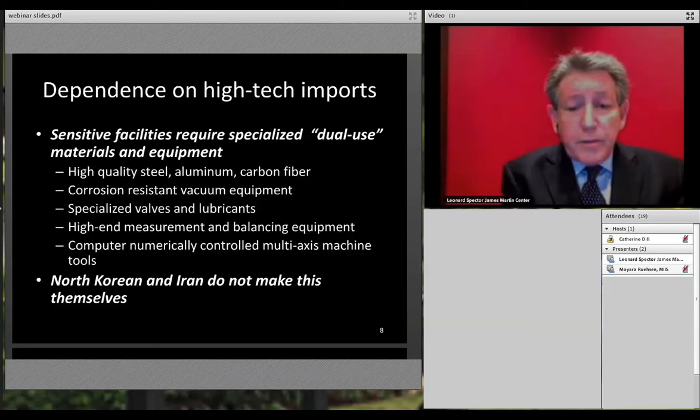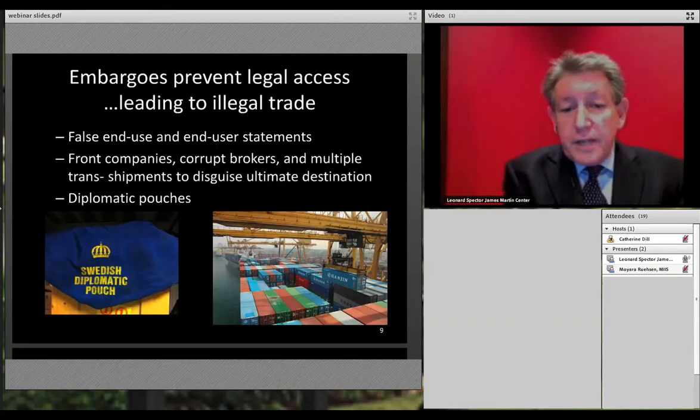The vacuum pumps and equipment are also needed to move the uranium through the facility, and they must be specially designed to be corrosion resistant and to sustain stable pressures within the system. Parts must be made to exacting specifications, necessitating the use of multi-axis machine tools and sophisticated measurement equipment. Neither Iran nor North Korea can produce all of these items itself, and therefore must import them. And as you can see from the slide, high-quality steel, specialized valves and lubricants, high-end measurement devices, and so forth. All of them are needed in both countries.